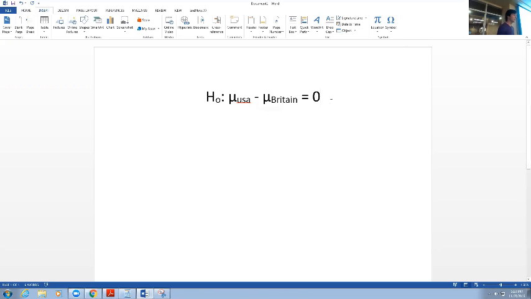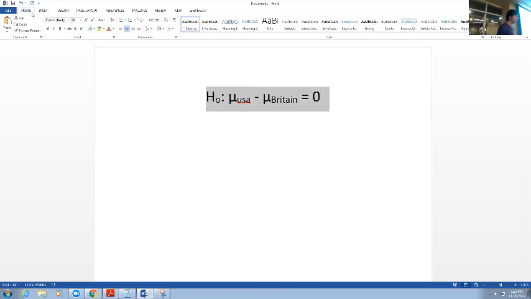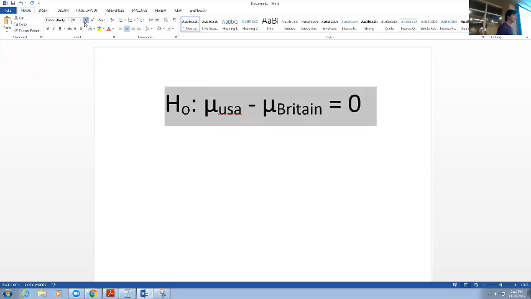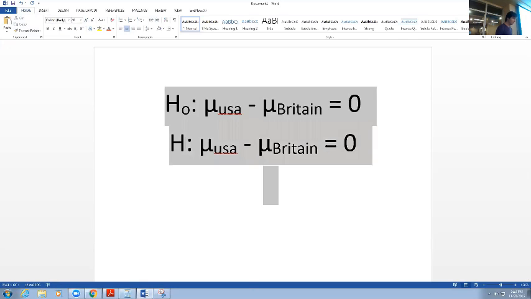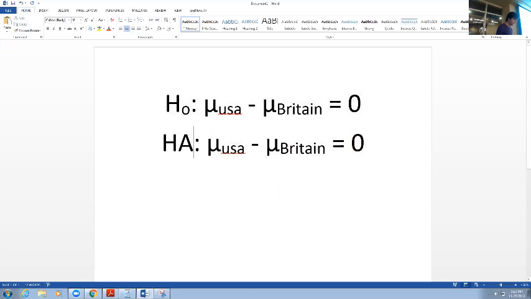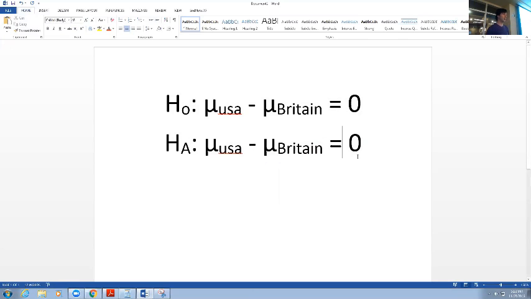Because what would the null state about the difference of heights between the two countries? There's no difference. Because what would they need? They would need evidence to suggest. Now I want you to think about something here. When we do the alternative right here, if we want to say that men in the United States are taller, if we do 10 minus 8, would that be a positive or negative number? Positive, so what sign should I put here?